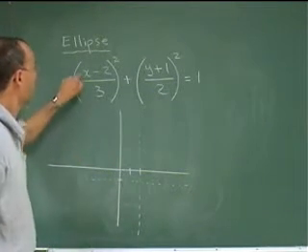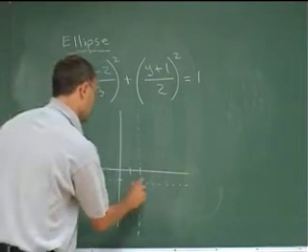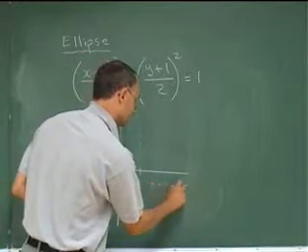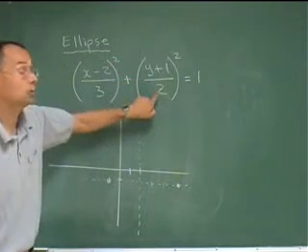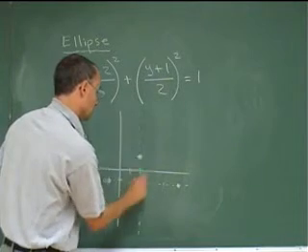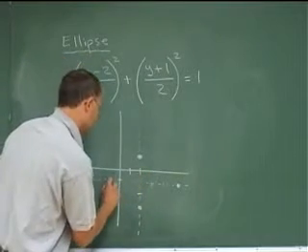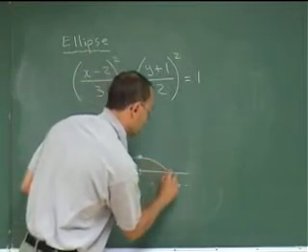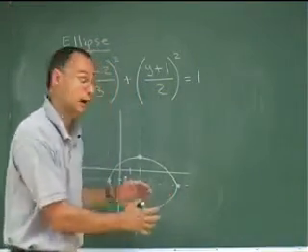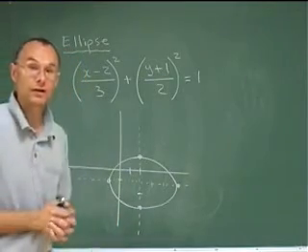Now the next thing is, on the x-axis, I want to go 3 to the right and 3 to the left. On the y-axis, I only want to go up and down by 2. So from center, up 2 and down 2. Now I just join the dots and there's my graph. It's a little tricky to draw these things. Sometimes you end up getting kind of an egg. So practice makes perfect. There it is, our first ellipse.